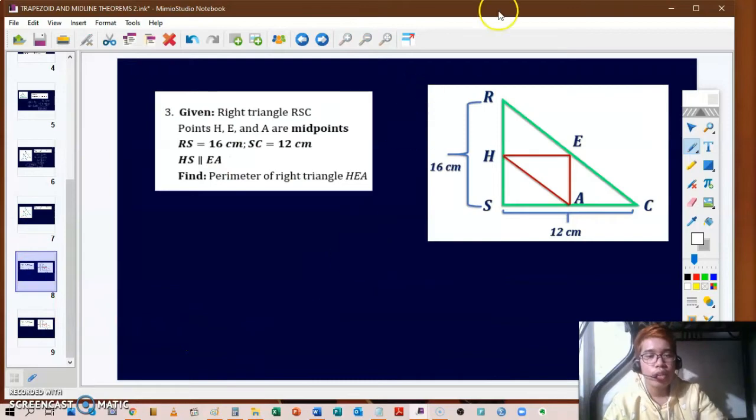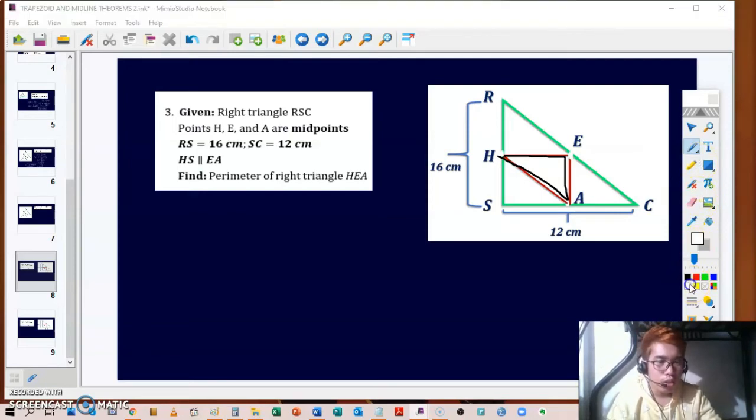We have here a right triangle RSC, and three midpoints, point H, point E, and point A. We're also given the side measurements of RS and SC, which are 16 and 12 centimeters respectively, and HS is parallel to EA. We want to know the perimeter of the right triangle HEA. So we want to know the measurements of the sides HE, EA, and HA, and add all of those sides in order to get the perimeter of triangle HEA.